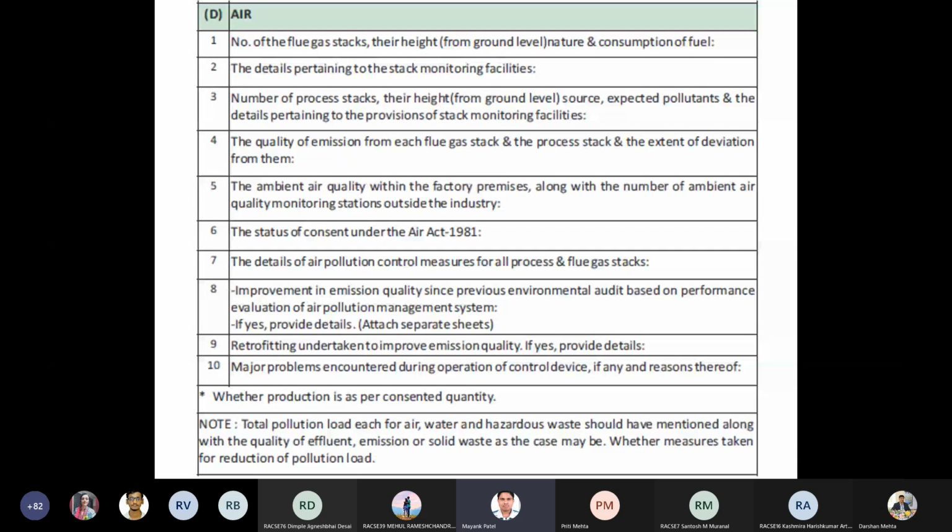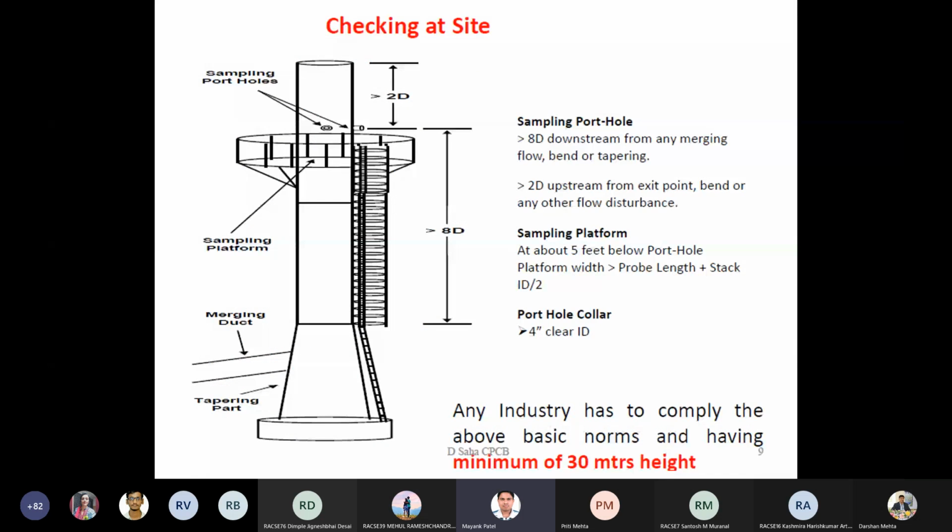Medical facilities: if you have appointed any full-time doctor or not, and in case of emergency, if you have any tie-up with hospitals, or what is the nearby hospital, likewise. Then next is the major problem encountered during operation of control devices. So you may have various dust collection devices, for example, cyclone separator, electrostatic precipitator, venturi scrubber, right? Then when you do this monitoring at the stack, you need to ensure certain things.